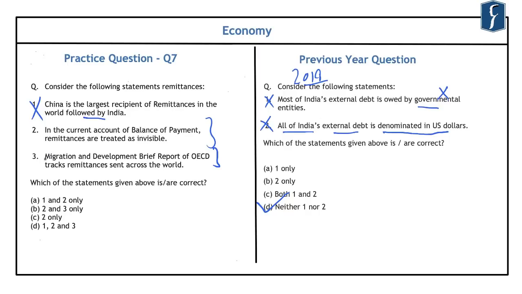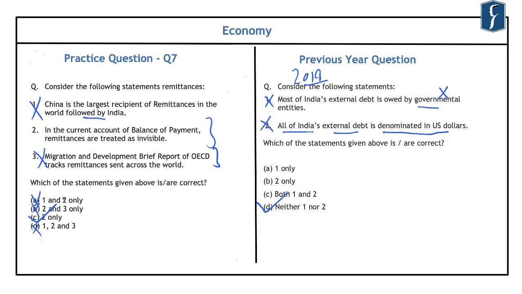So again, this third statement given here is also incorrect, that the Migration and Development Brief report is provided by the World Bank and is not provided by the OECD. So by knowing that these two statements are correct, you can easily eliminate the options A, B and D. So the only statement that comes out is C, that is, in the current account of balance of payment, the remittances are treated as invisible.